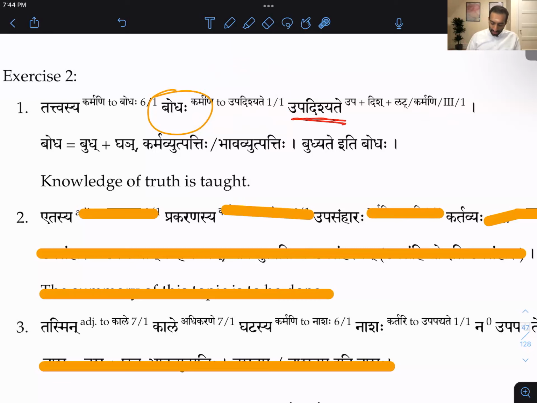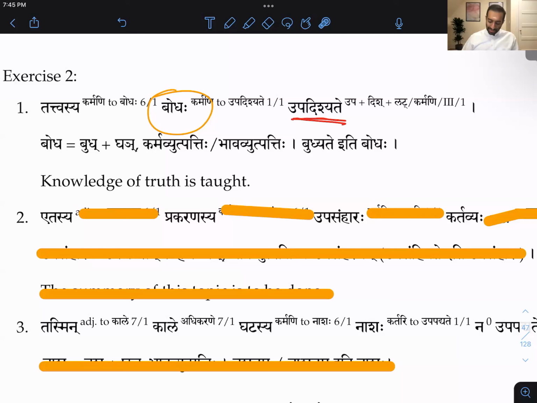Okay. Now here is where we left off. What kind of knowledge? Tattvasya bodhaha upadishyate. By the way, this is how we get the word tattva bodha, right? Knowledge of truth is being taught. Tattvasya bodha. So now at this point we know it's Shashti Vibhakti. Now your mind may immediately go to Sambandhe Shashti.